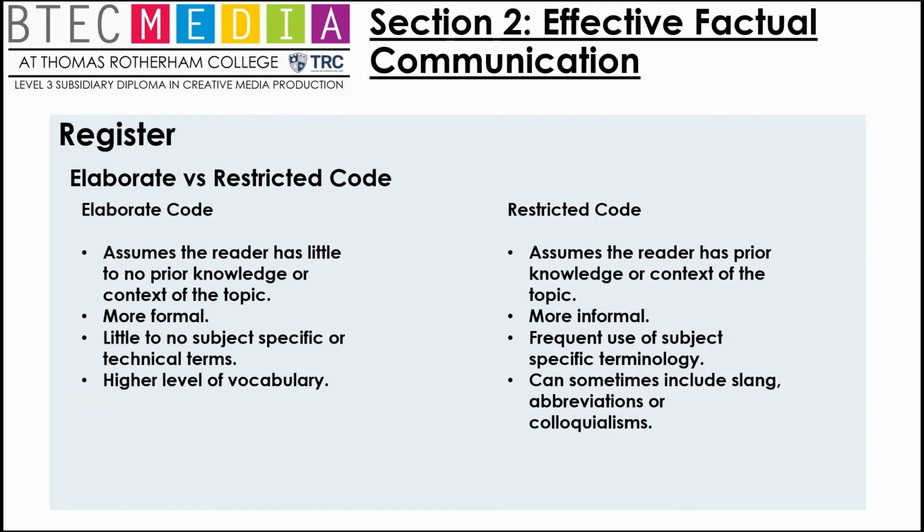And obviously we did this last year as well, elaborate and restricted code. So a bit of a recap. Elaborate code is where the writer would assume that the reader has little to no prior knowledge of the topic. It's going to be something more formal. They will probably use little to no subject-specific or technical terms and a high level of vocabulary as well. So you're more likely to find elaborate code in things like how-to guides and instruction manuals, especially how-to guides, because they're written more for amateurs.